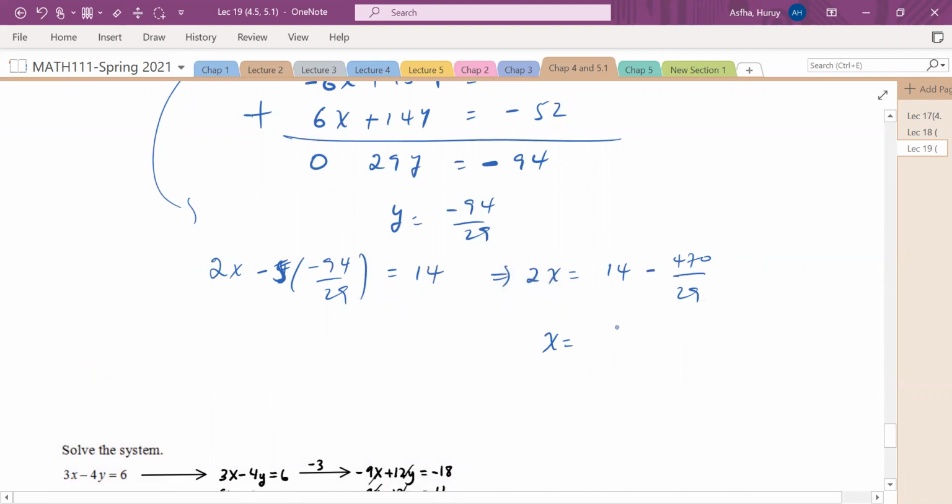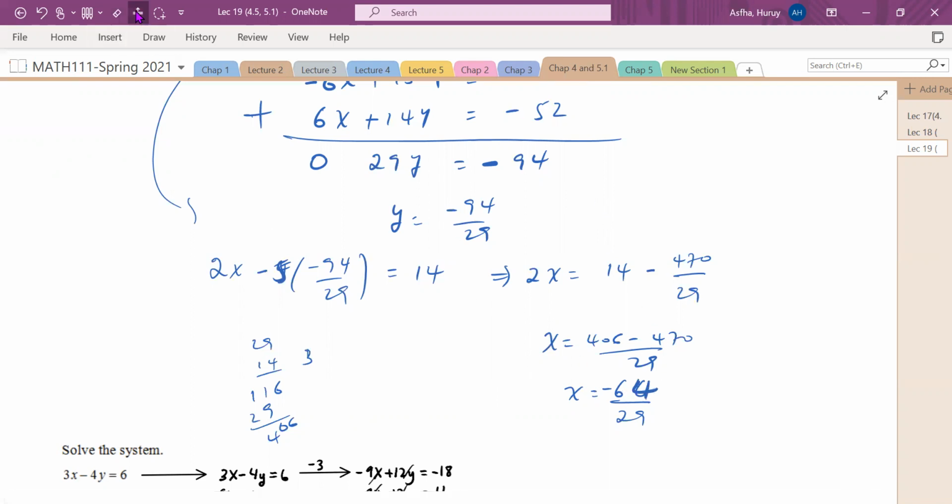And we have x equals, okay, let me see, 29 times 14 is 406, minus 470 over 29. So x is 66 over 29, right? 64, sorry. This has to be 64 over 29.